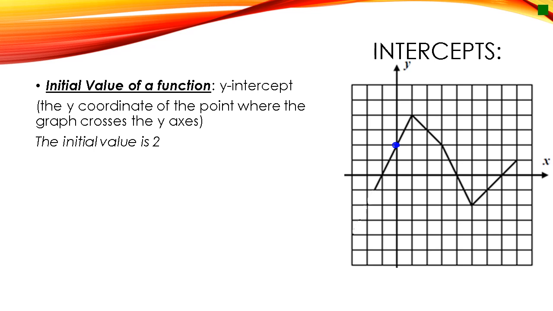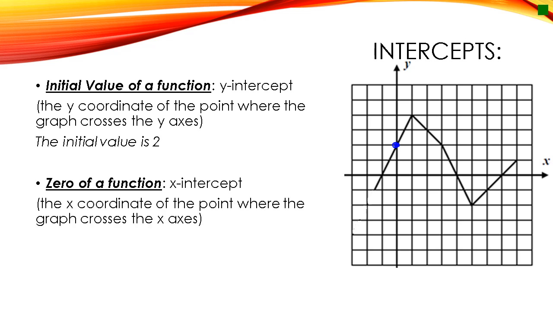Now, the other intercept is called the zero of the function, and it is represented by the x-intercept. In this graph, we have three intercepts where the graph crosses the x-axis. We have this x-intercept right here, (-1, 0). This intercept right here, which is (4, 0). And this intercept right here, which is (7, 0). So basically, the zeros for this function are -1, 4, and 7.